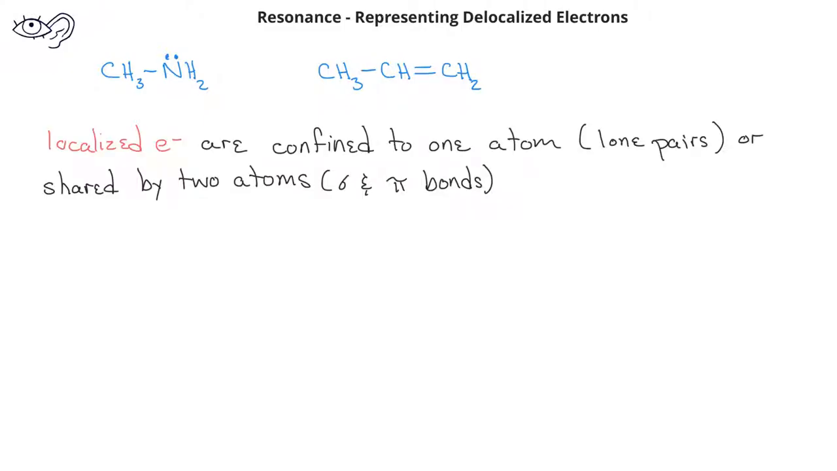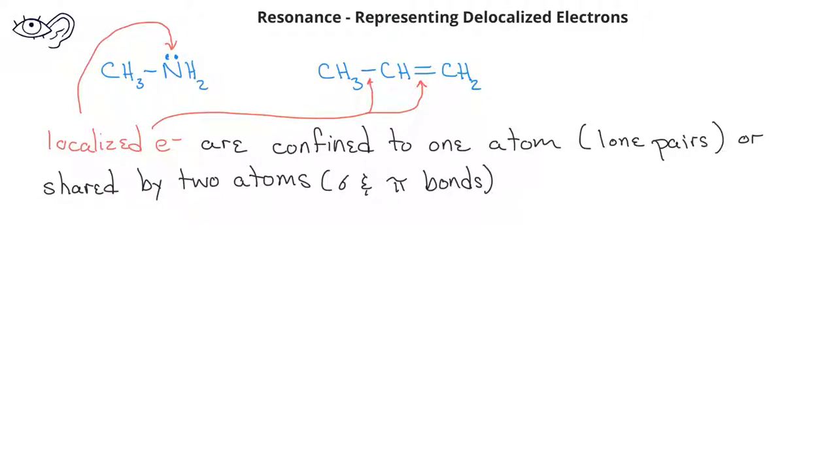When we've talked about compounds like methylamine or an alkene previously, we assumed that all of the electrons were localized. In other words, that the electrons were confined to one atom, such as a lone pair of electrons, or were shared by only two atoms, such as a sigma or a pi bond.